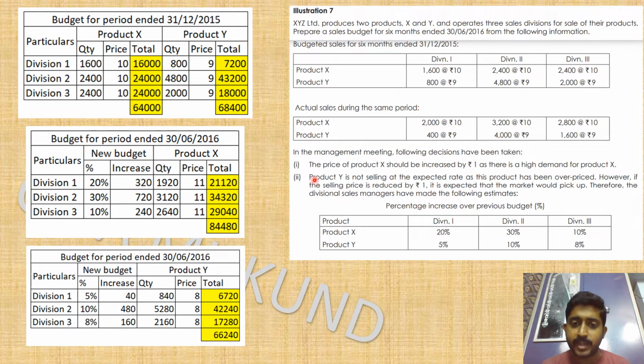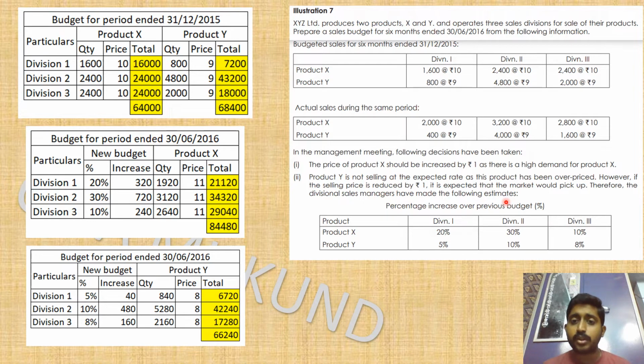The next decision by the management is that product Y is not selling at the expected rate, as this product has been overpriced. However, if the selling price is reduced by 1 rupee, it is expected that the market would pick up. Therefore, the divisional sales manager has the following estimate.